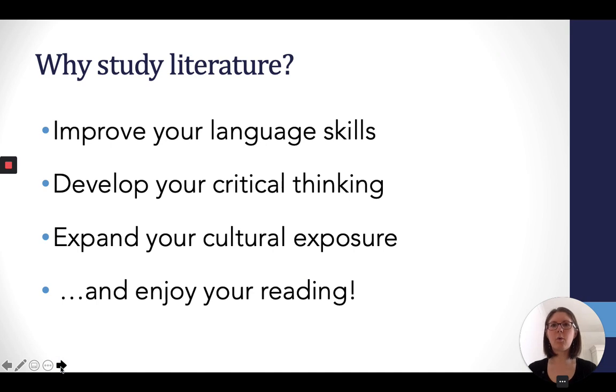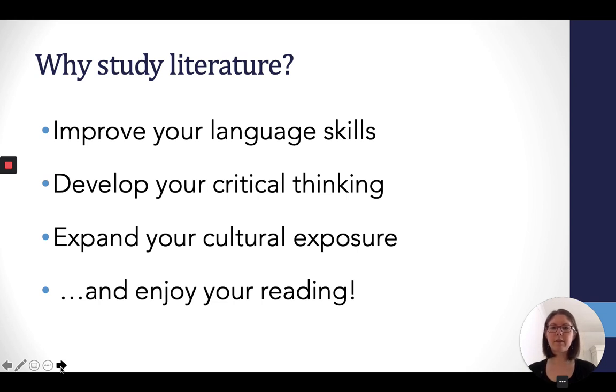So first of all, why study literature as part of a Modern Languages degree? Well, the first reason is that we think it's a fantastic way of improving your language skills. In fact, we think it's one of the best ways to improve your language skills outside of spending time in the country where your language is spoken. So reading literary texts exposes you to a whole range of different styles and registers outside of the kinds of speech you would encounter in normal everyday interactions.